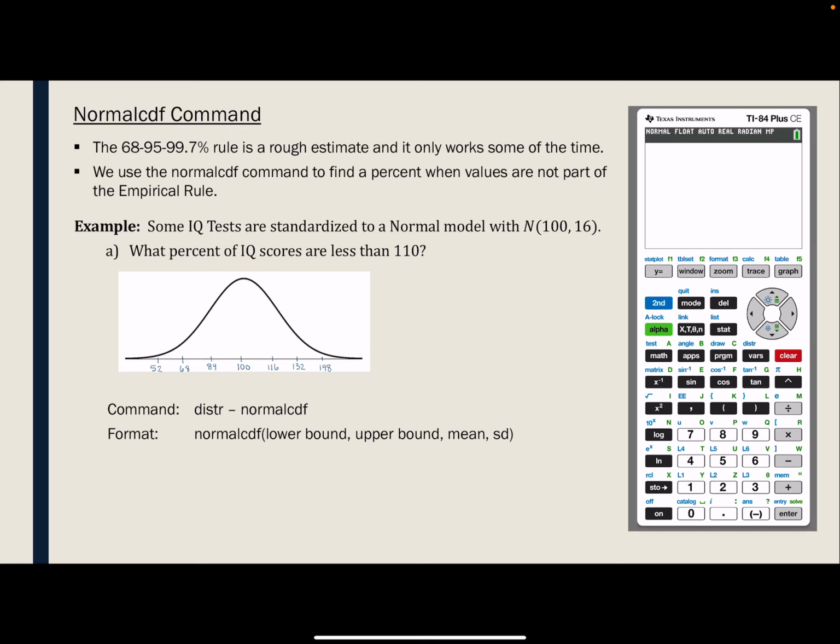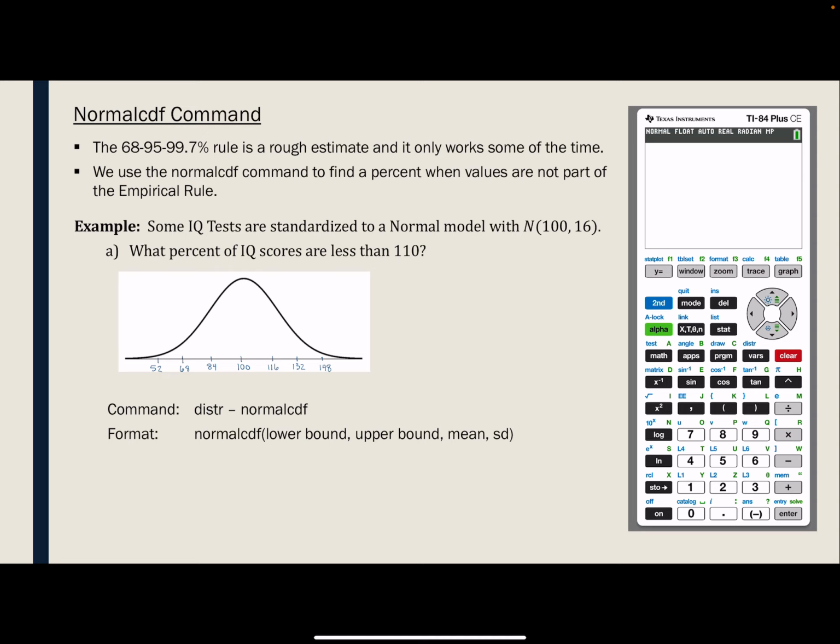In this video, I'm going to show you how to use your calculator to answer questions with regards to the normal model. So the 68, 95, 99.7 rule is just a rough estimate, and it only works when we have questions with the exact 1, 2, or 3 standard deviations above or below the mean. What happens when we want to talk about a value that's not one of those exact values?